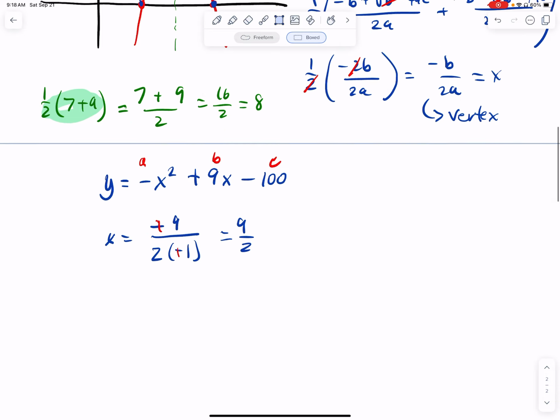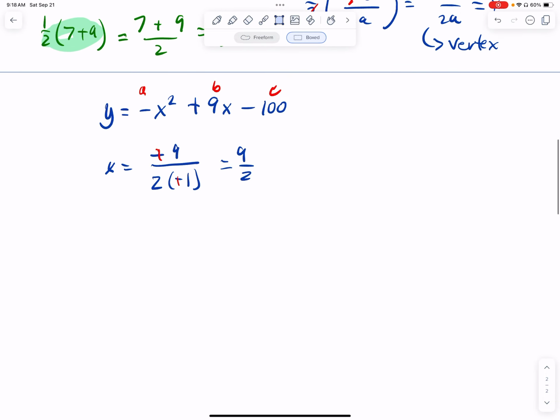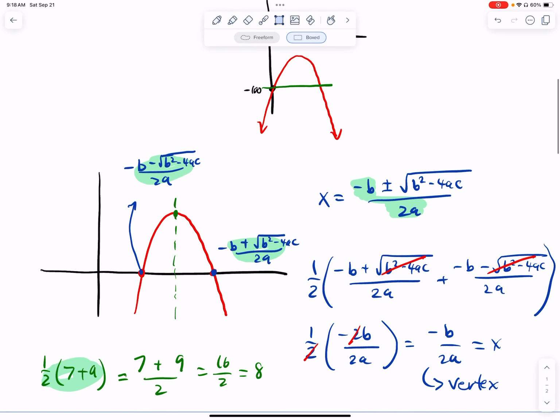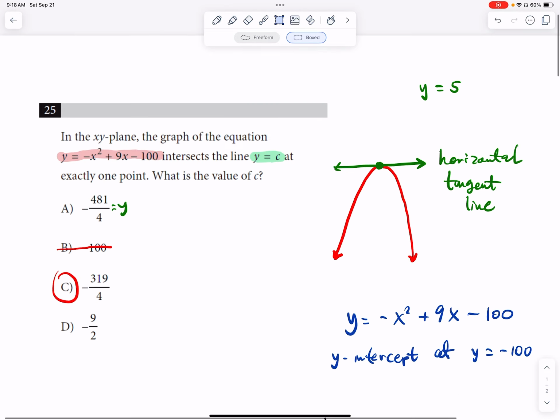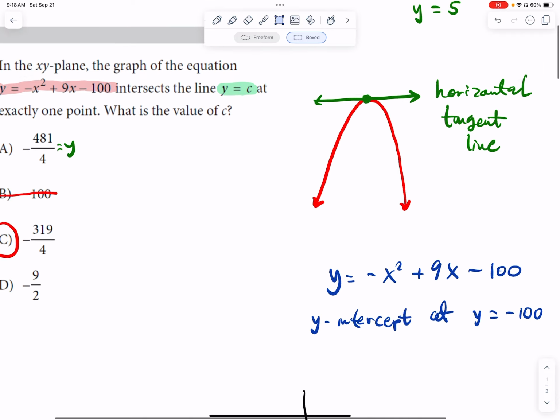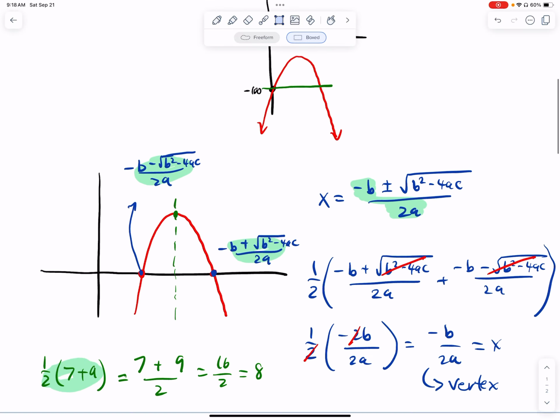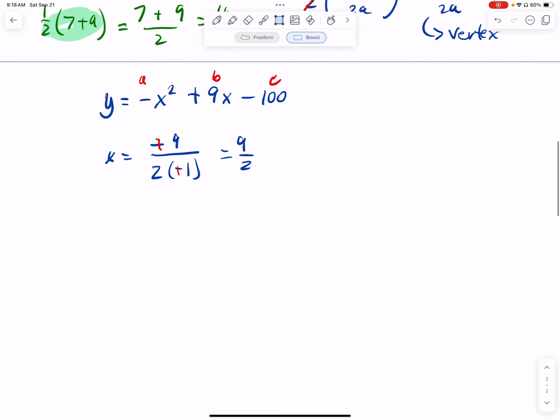Okay, now then, I don't want the X coordinate. I actually want the Y coordinate, because remember, it's supposed to be Y equals C. Y equals some sort of number. I want the Y coordinate of the vertex. So the Y coordinate of the vertex, how do I get that?